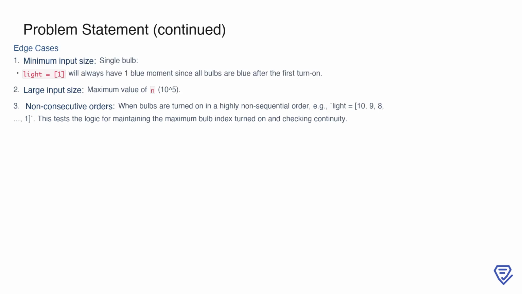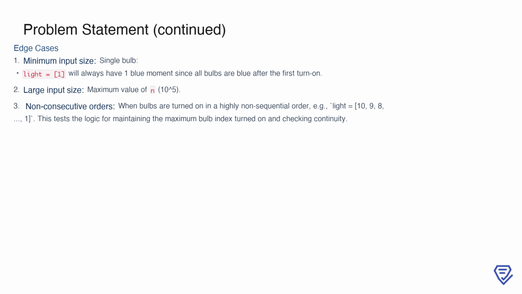Now, let's consider some edge cases. First, for the minimum input size, if there is only one bulb, such as light equals [1], there will always be exactly 1 blue moment because the single bulb will be blue as soon as it's turned on. Next, for the maximum input size, where n is 100,000, the algorithm must efficiently handle this large input while maintaining the logic for tracking blue moments.